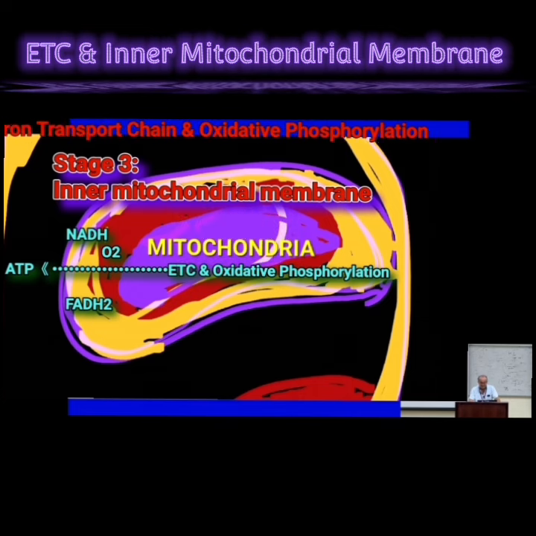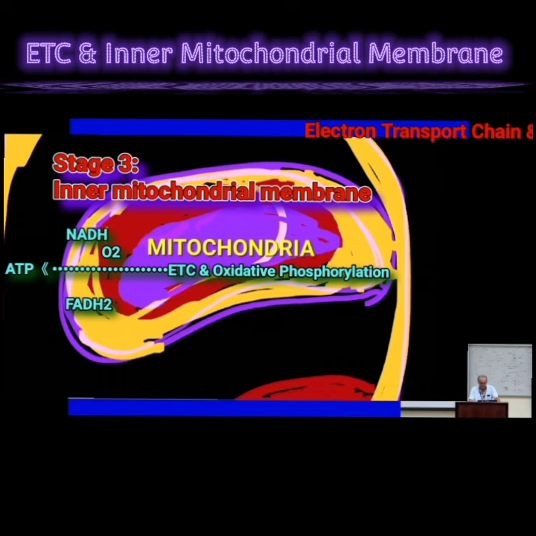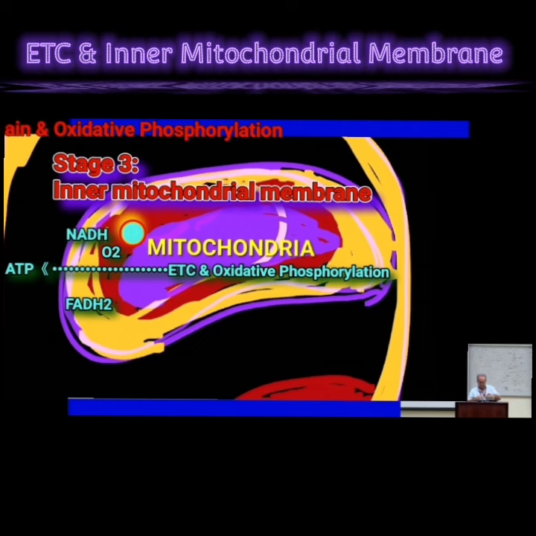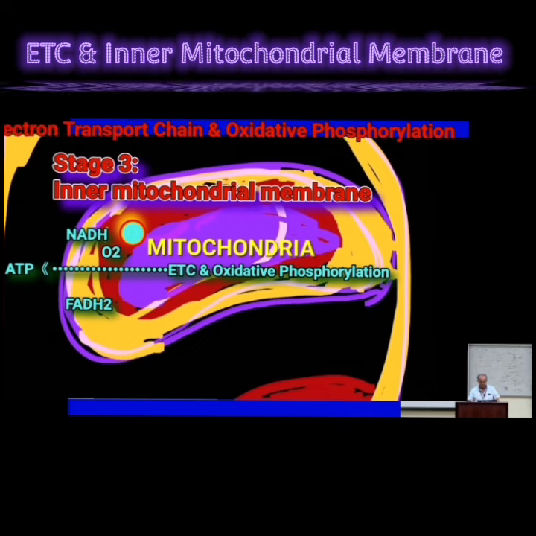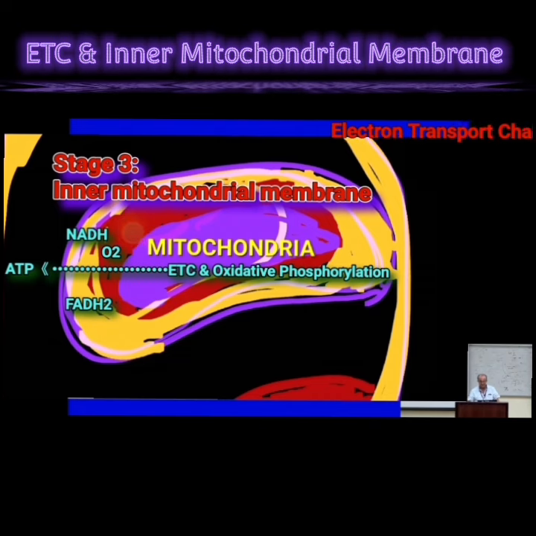That's a very important thing to know. This inner mitochondrial membrane is highly impermeable. Okay? So, once something is produced here, it won't be able to come back in. That's what it means.